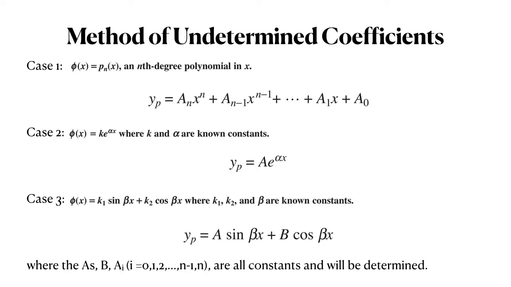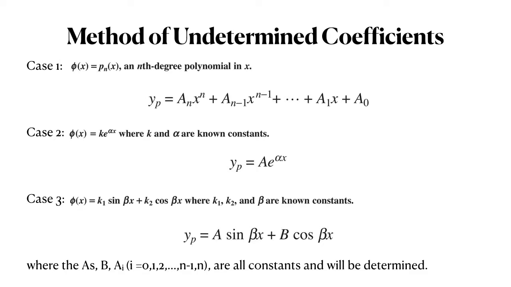Okay? Case 2, if our phi of x is an exponential function or an Euler function, where k is a constant and alpha is the coefficient of the power of e. Okay? So, ang atong y of p would take this form, the second equation.